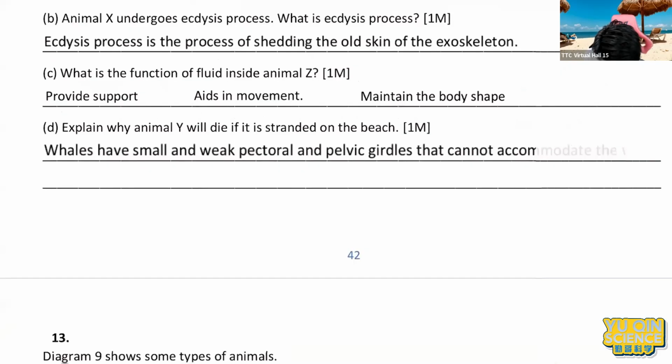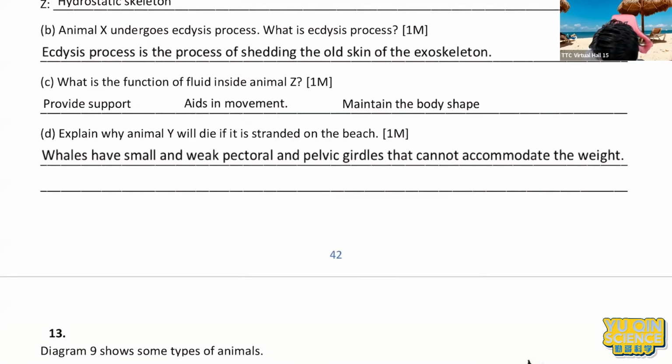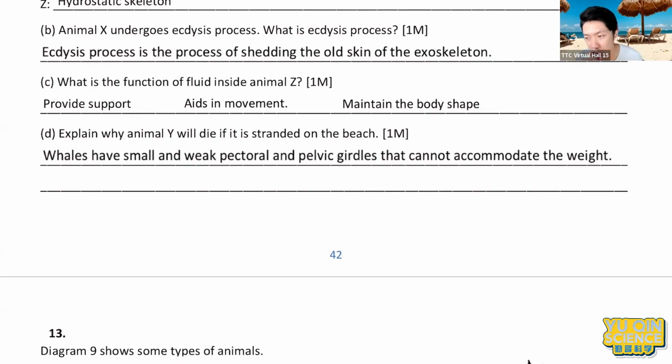So sometimes you really have to think about which is the more suitable answer. If we write "die because no buoyancy," did we really explain it properly? Or rather we should do the other way around: whales have small and weak pectoral and pelvic girdles that cannot support their weight when on the beach. That sounds a lot more convincing.